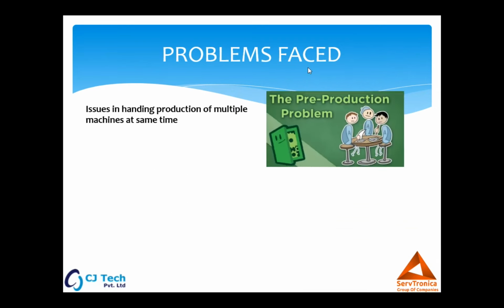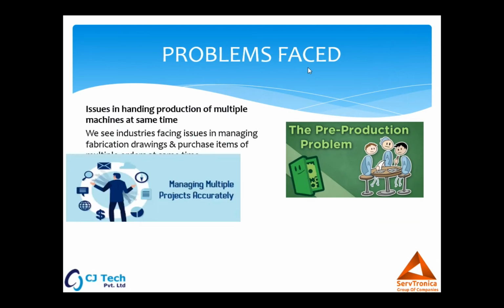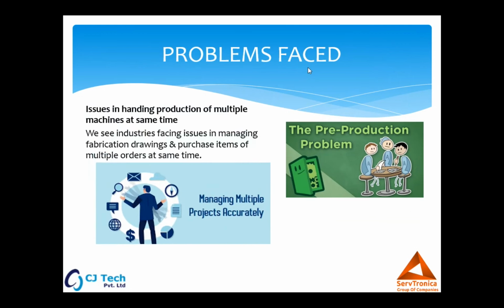Last is the handling of multiple projects at the same time. So now if I get an order for 5-6 machines together, as a project manager, as a production manager, as a design engineer, our responsibility is to execute the project accurately and reduce the material scrap, right?